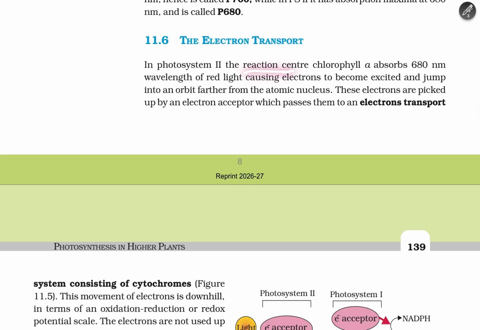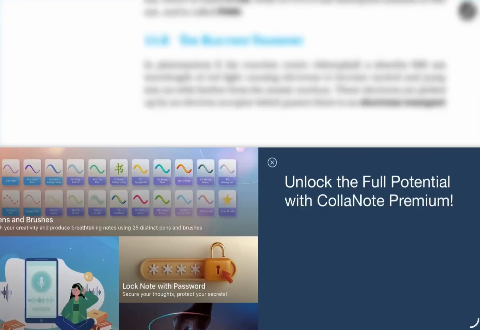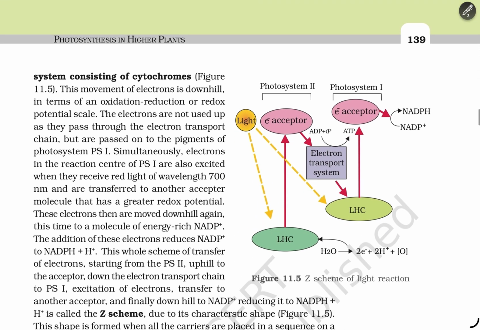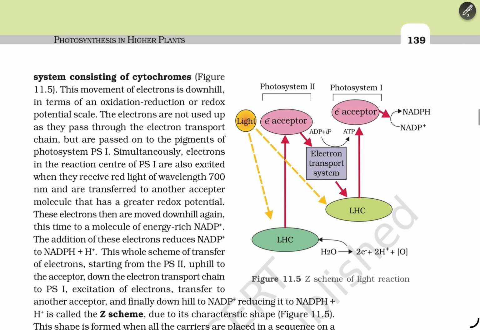Electron transport. In photosystem II, the reaction center chlorophyll a absorbs 680 nanometer wavelength of red light, causing electrons to become excited and jump into an orbit farther from the atomic nucleus. These electrons are picked up by an electron acceptor, which passes them to an electron transport system consisting of cytochromes. The movement of electrons is downhill in terms of the redox potential scale. The electrons are not used up as they pass through the electron transport chain, but are passed on to the pigments of photosystem I.